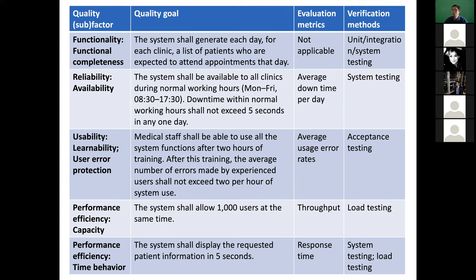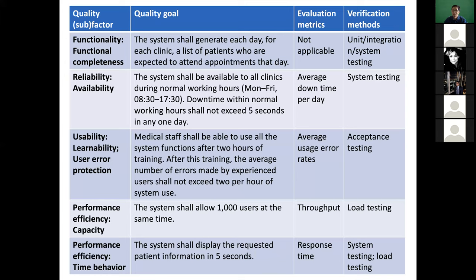We don't show all the quality factors and all the quality sub-factors. For example, you can have another software quality sub-factor, fault tolerance or time to recover, right? Or sorry, what is that? It's repairability, right? Recoverability, right? So those are sub-factors of reliability. So you should consider all the sub-factors as many as possible.